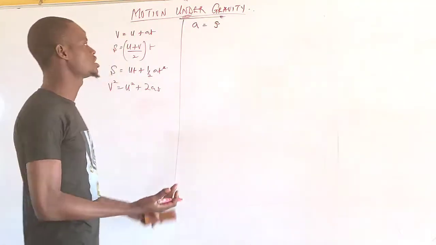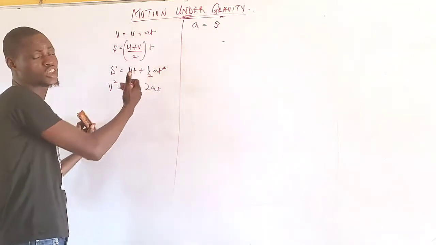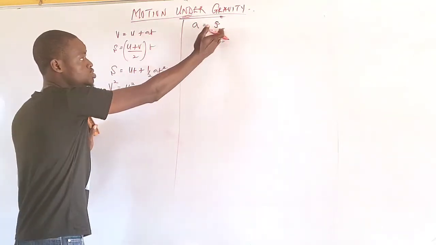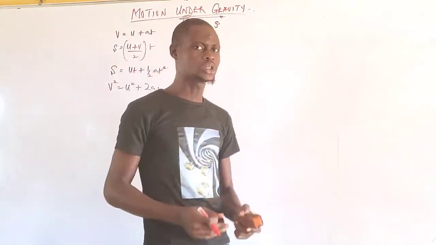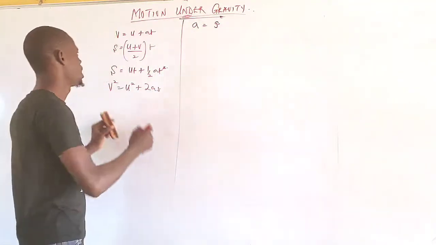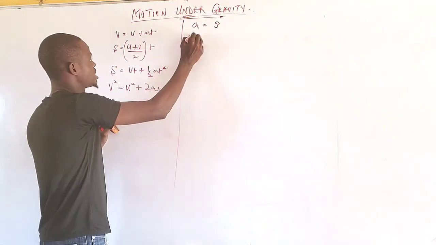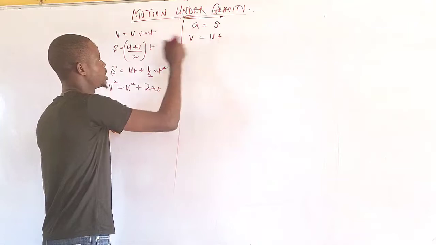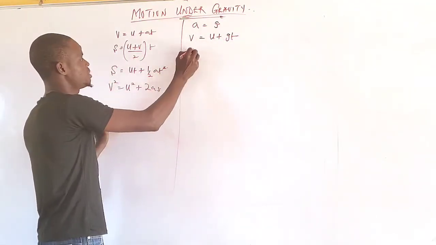Now how can we substitute gravity into each of these? That means when we have an equation of motion, we simply substitute the value of gravity into the equation of motion. How do we do that? Please note, this is my major equation, whereby the equation can be written as V equals U plus, instead of A, I'll be having GT, and also my S.